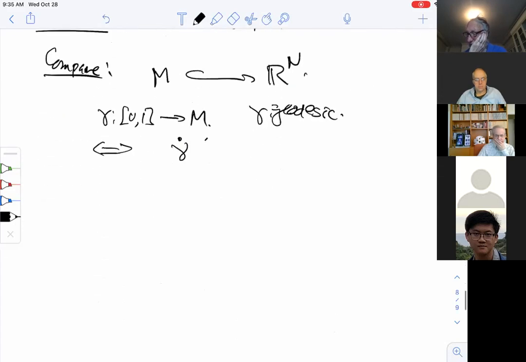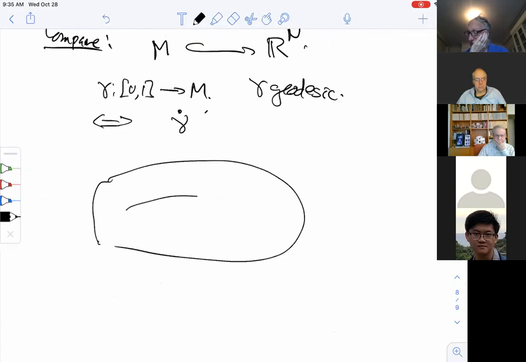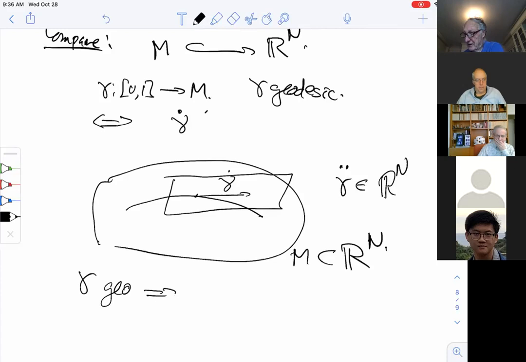So the right picture, what I should have been saying is you have a smooth manifold, a curved manifold, and a path on it. Then gamma dot is in the tangent space. But the second derivative, gamma double dot, is not necessarily in the tangent space. It's just a vector in Rn. So this submanifold is sitting in Rn. But gamma is a geodesic if and only if gamma double dot at T is perpendicular to the tangent space at gamma of T of M.